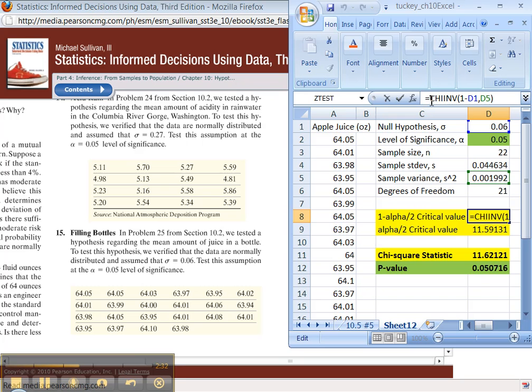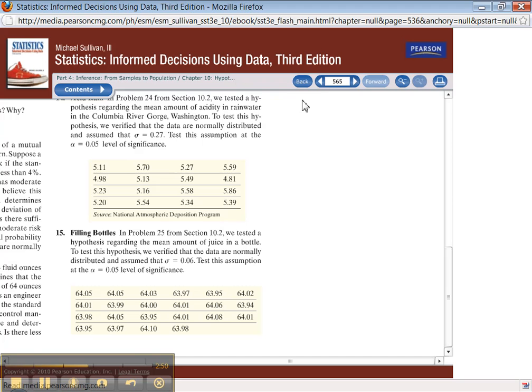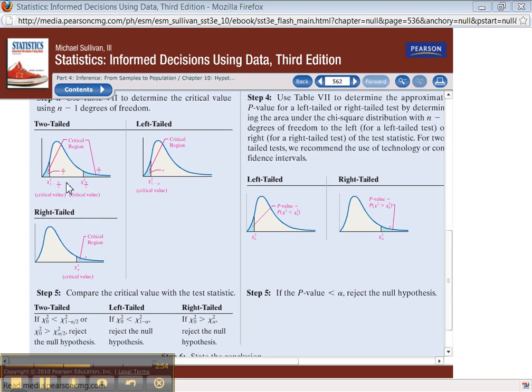So the first one is chi inverse of 1 minus alpha over 2, right? It has to be over 2 because alpha has to be over 2. Let me go grab the picture for why. Hold on one second, I'll be right back. There it is. It's on page 562. See that? The low one is 1 minus alpha over 2. The high one is alpha over 2. So you have two of them. You've got to find both.